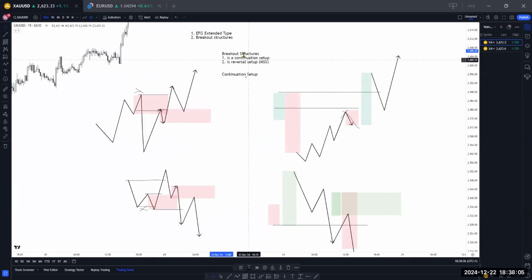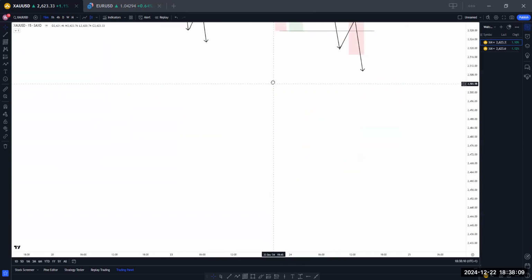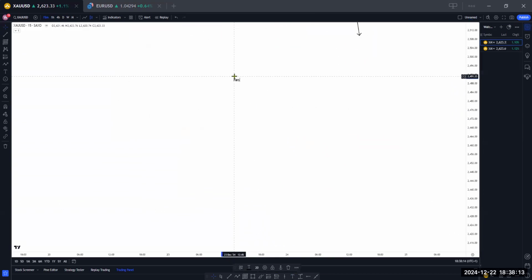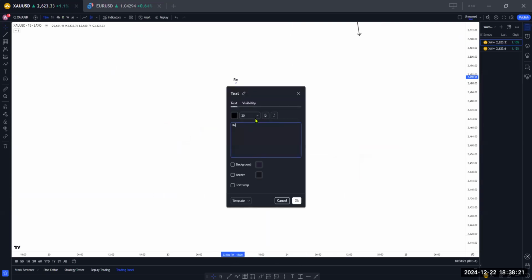So we said there are two types. This is the continuation. So let's see the reversal type. All right. So now the reversal type can come in different forms. Okay, somebody stop manage. Okay. So the reversal type.